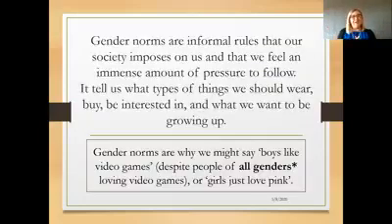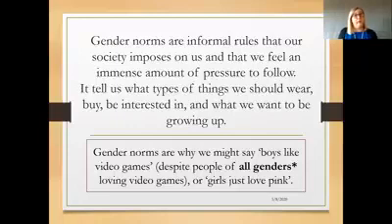Okay. Gender norms are informal rules that our society imposes upon us and we feel an immense amount of pressure to follow. So an easy example for this is to think about what we might use when we talk about girls or boys. So for boys, we might use words like strong and brave. And for girls, we might use words like pretty or intelligent, clever, friendly, those kind of things.